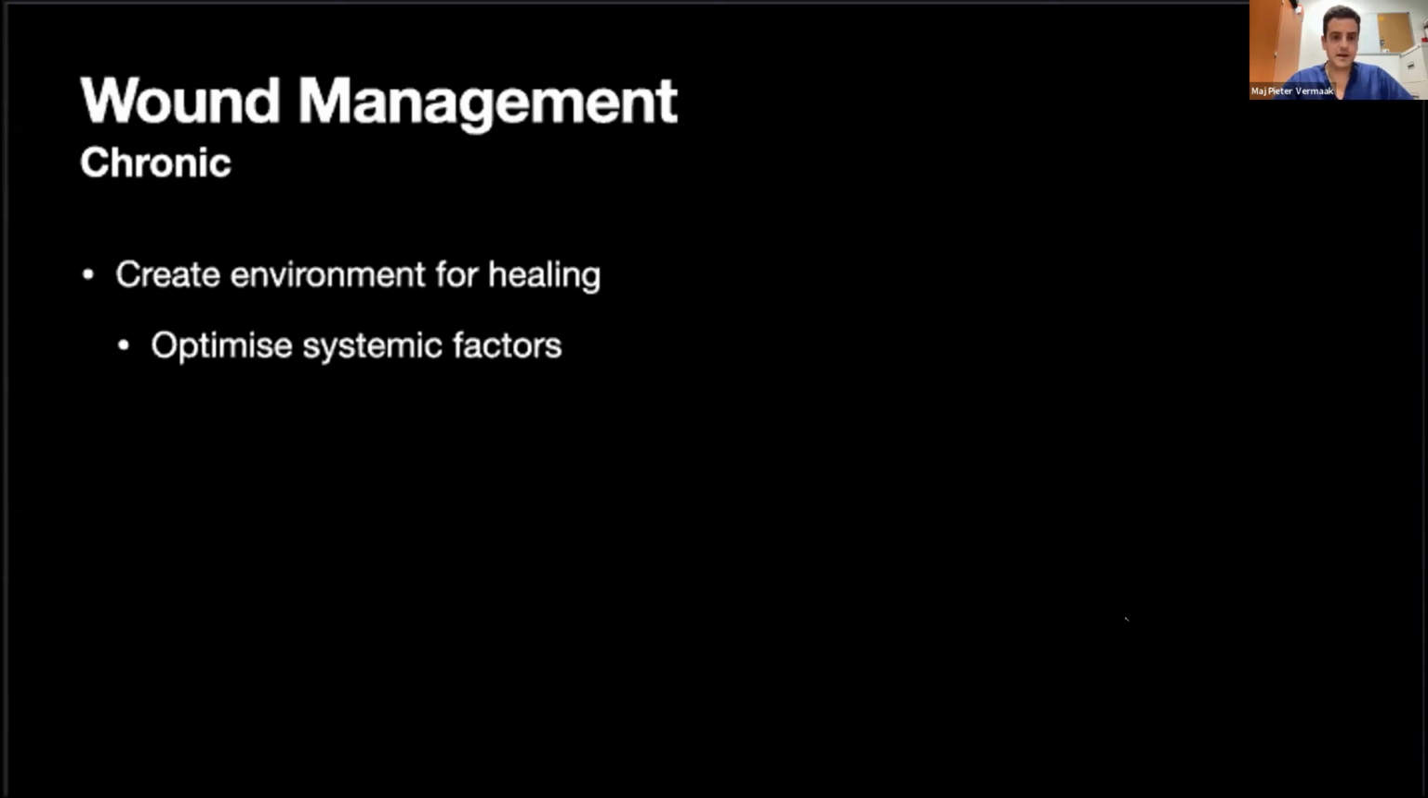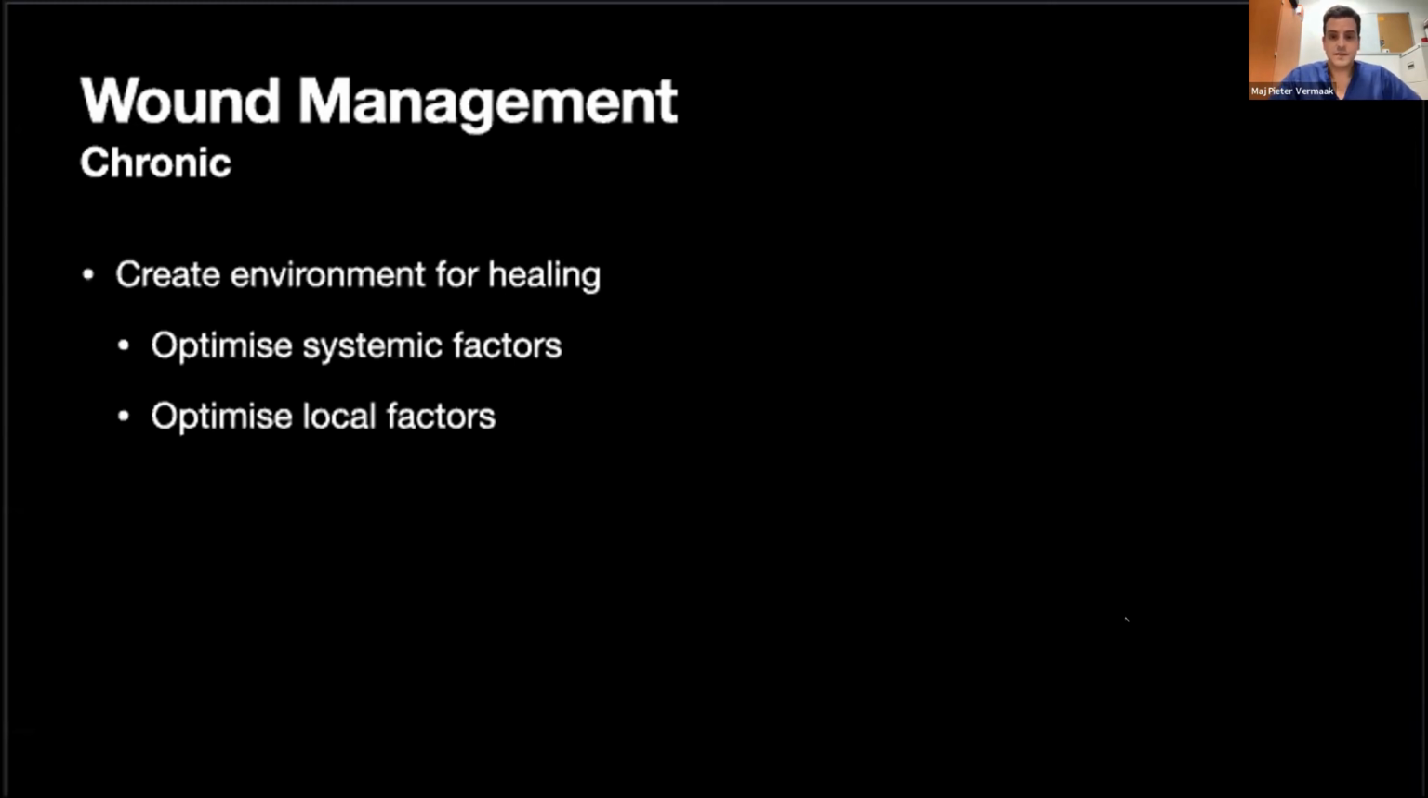So we're going to start off by optimizing the systemic factors. If they've got poorly controlled diabetes, you'll optimize that. If they have got a poor blood supply to a leg, you might send them for an intervention to open up the blood vessels. So depending on what it is, you'll try and optimize absolutely everything. Same with medication. There's some medication that they can come off, which is stopping them from healing well.